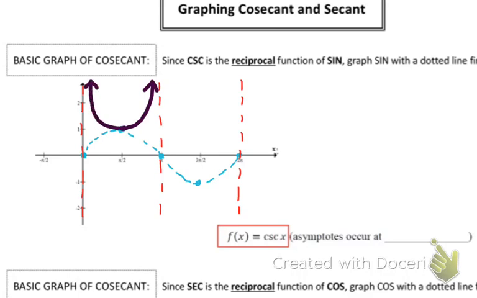Is that the sound effect it makes? It goes, wah. And if that's true, then the one on the bottom is going to go, wah, because that one's going to go down. And that is our cosecant graph.